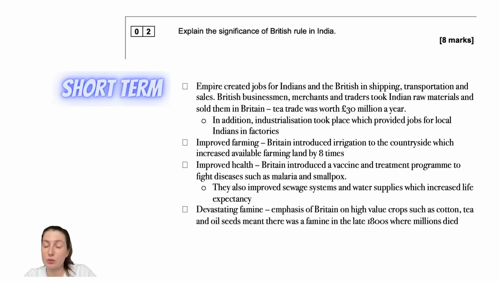Improved health. So Britain introduced a vaccine and treatment program to fight diseases like malaria and smallpox. They also improved sewage systems and water supplies, which increased life expectancy. Linking back to the idea about farming, we can also talk about how in the short term, there was a devastating famine. The emphasis of Britain on high value crops like cotton, tea, and oilseeds meant there was a famine in the late 1800s where millions of people very sadly died.